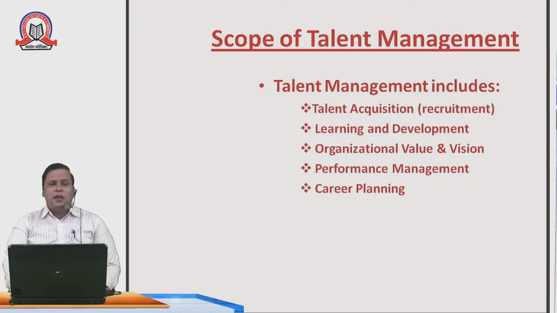Then career planning. Talent management also enables a person to plan his career well within an organization. Like if a person starts as a sales executive, tomorrow or 5 years down the line he can be the ASM or ZSM, like area sales manager, zonal sales manager, or national sales manager, depending upon the skill sets that he gains and his performance.